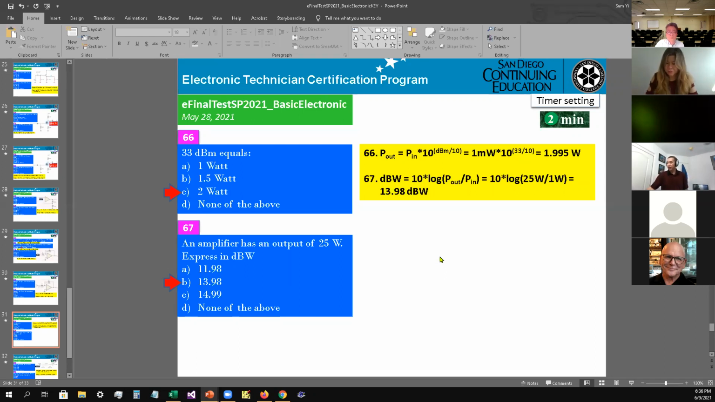Okay, 67. An amplifier has an output of 25 watts, expressed in dBW. dBW equals 10 times log of the quantity P out divided by P in. So 10 times log of 25 watts divided by 1 watt, in other words, 10 times log of 25. The answer comes to 13.98 dBW. So 67 is going to be B as in boy.